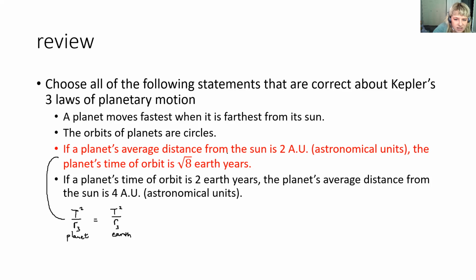So the planet's average distance from the Sun is 2 AU. So that's R, that's R for the planet. We're trying to determine the planet's time of orbit. So let's keep that one in. Should be putting cube on the top. The distance of the planet to the Sun is 2 AU. We have to cube.